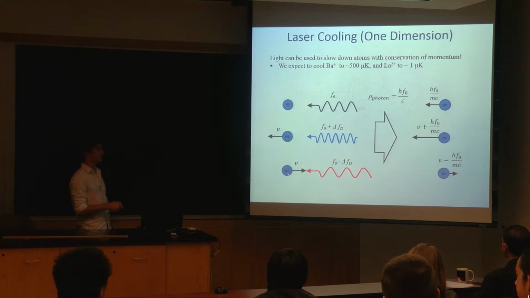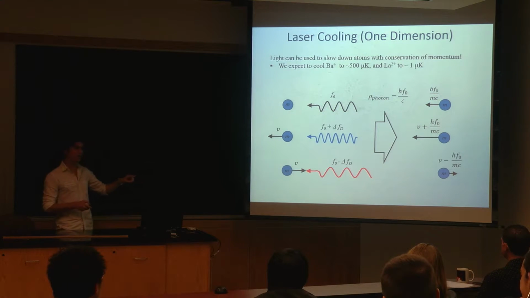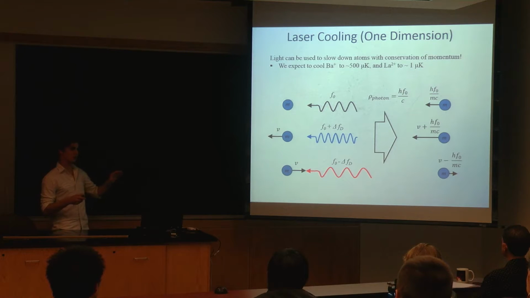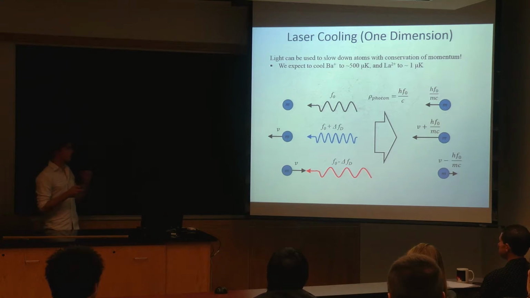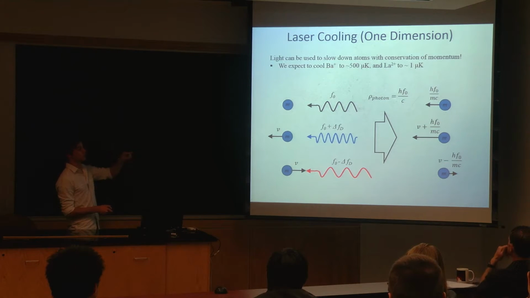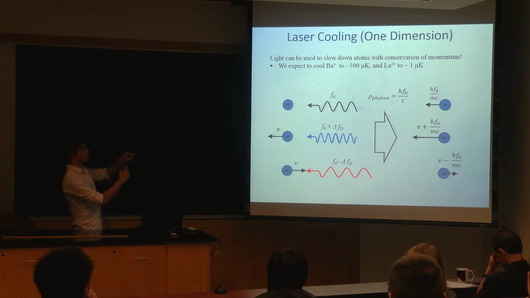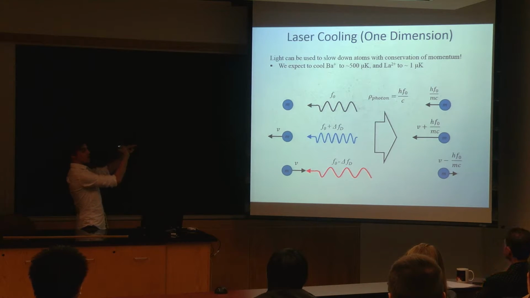Now the last case is if the atom is moving against the direction of propagation of light. Here the atom will absorb a redshifted photon or light. So that means that the frequency is slightly lower than the transition frequency. And in that case, when it's absorbed, the atom, which was moving against the direction of light, will absorb the momentum going in the opposite direction and they'll cancel out partially. So in this case, the velocity is smaller than the original velocity.